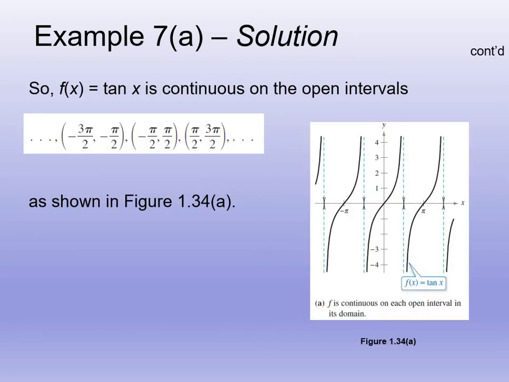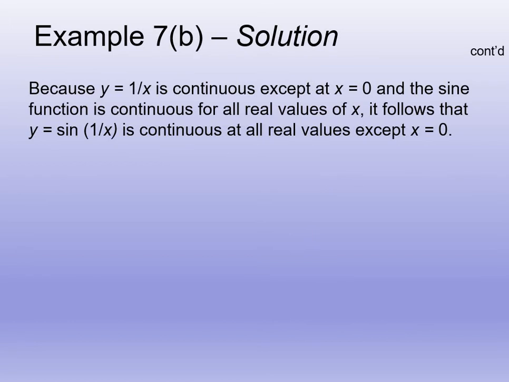Okay? So if we graph tangent, we can see that it's continuous from negative pi over 2 to pi over 2, from pi over 2 to 3 pi over 2, but it's continuous on the open intervals, but not on the closed intervals as we go through that one. Okay? Let's look at the next one that was on there.